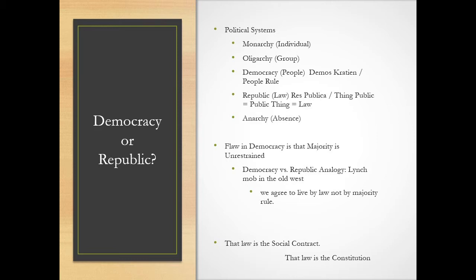It's antithetical. All right, so let me give you an example then of the difference between democracy, perhaps, and a republic. The flaw in democracy, or in the people rule, is the idea that the majority is unrestrained. It's what James Madison called the tyranny of the majority. That in a democracy, the most people voting, the most people agreeing, win the day.